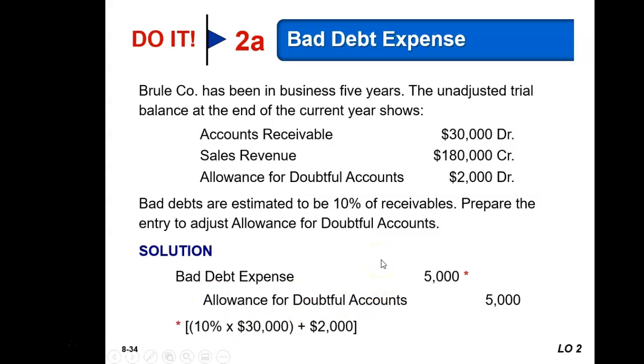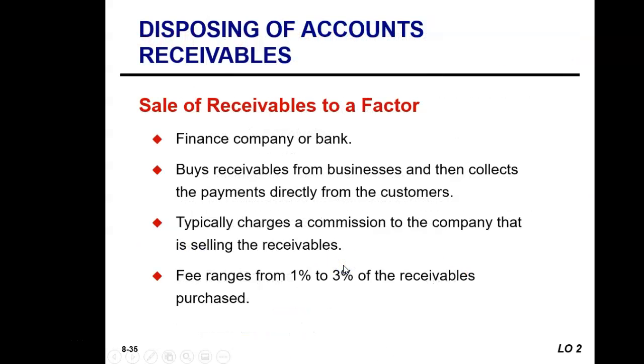So to simplify, if the allowance has a debit balance, you're going to add that to your desired ending balance to get the amount of your bad debt expense. If the allowance has a beginning credit balance, subtract that from your desired ending balance to get the amount of your bad debt expense. All right?